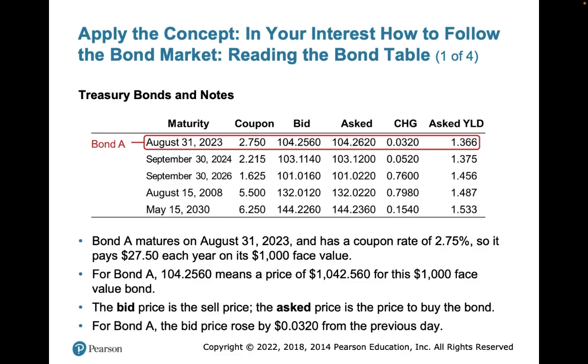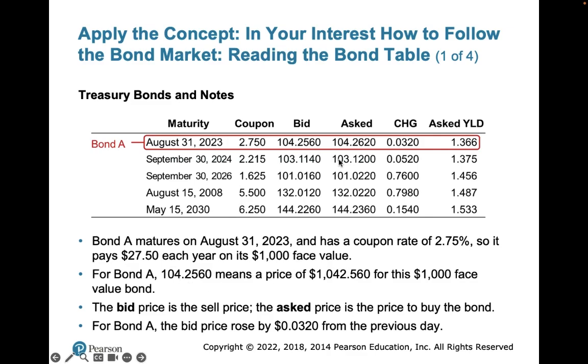Now let's look at treasury bonds and notes. This is for bond A. It matures in August 2023 and has a coupon rate of 2.75, so it pays 27.50 each year on its 1,000 face value. Now for bond A, 104.2560 means a price of 1,042.560 for this 1,000 face value bond.